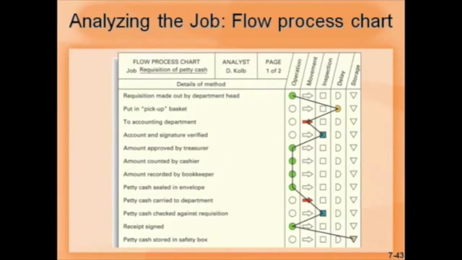So you can see here, operation generally is represented by a circle, movement by an arrow, inspection by a square, delay by D, storage by inverted triangle. So as you can see, to develop this flow chart, one has to list all the activities. It might be a very small activity, and then identify whether it is operation, whether it is a movement, and so on.